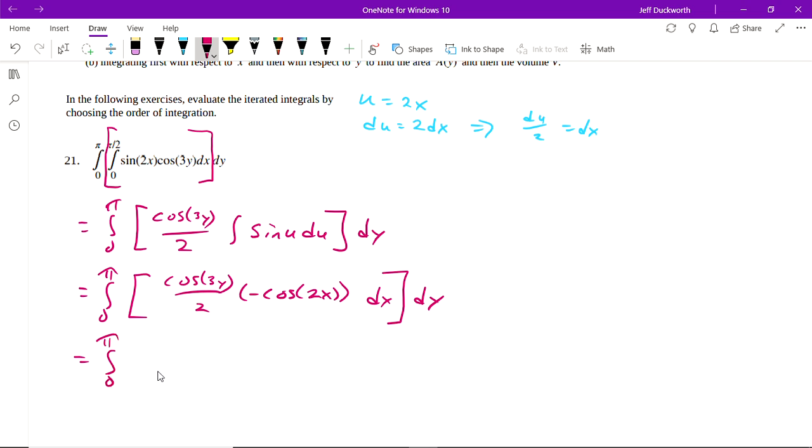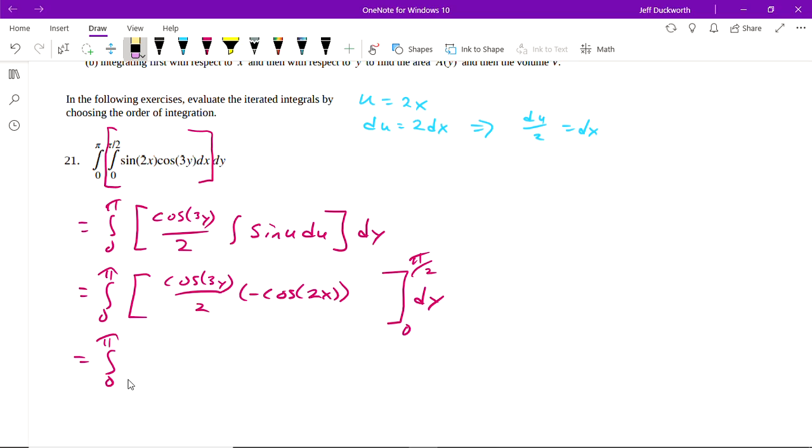Sorry, we have to evaluate that from 0 to pi by 2. That's what we want to do. And the dx is gone because we just did it. Sorry about that, but again, this is fine. All right, so we need to evaluate that at pi by 2. We just plug in pi by 2 where we see x.